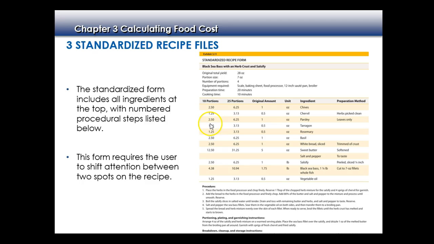So one thing about this, it requires you to shift your attention between here where all the stuff is and then down here. So it says place herbs. So then you got to come back up here. Oh, which herbs are they talking about? And then back down here to do what it says.